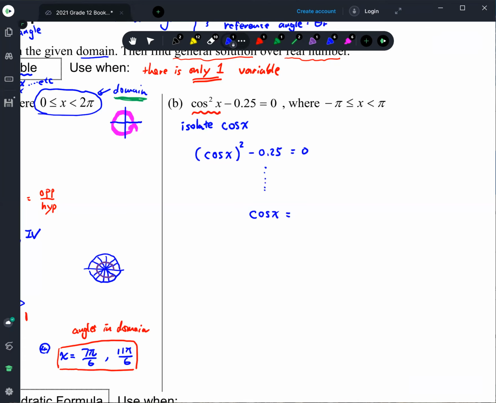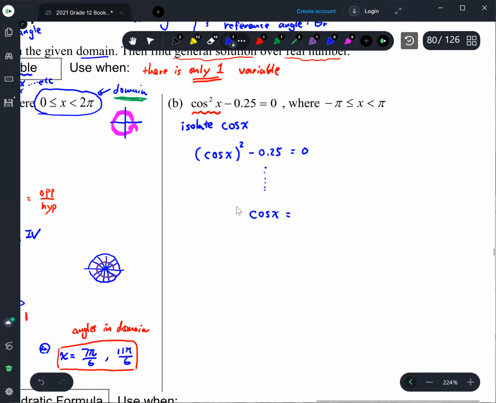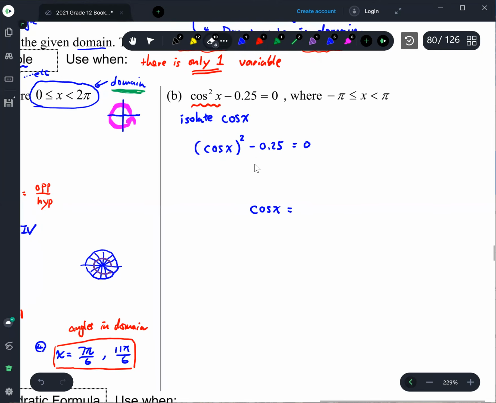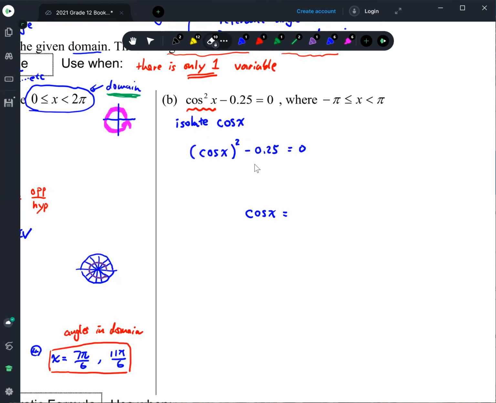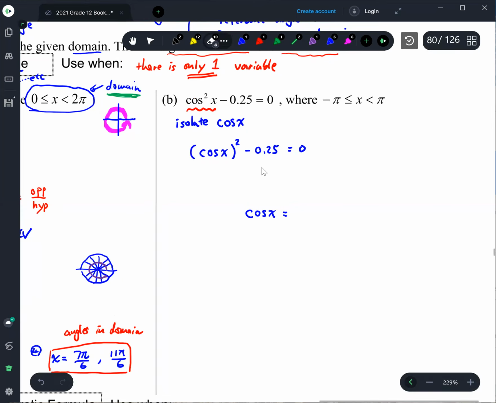Isolate the cosine x. So please try that by yourself first, okay? Once you have isolated the cosine x, please raise your hand. We'll check the answer. So think about how we can get rid of the square, right? What should we do, so that cosine x is alone?